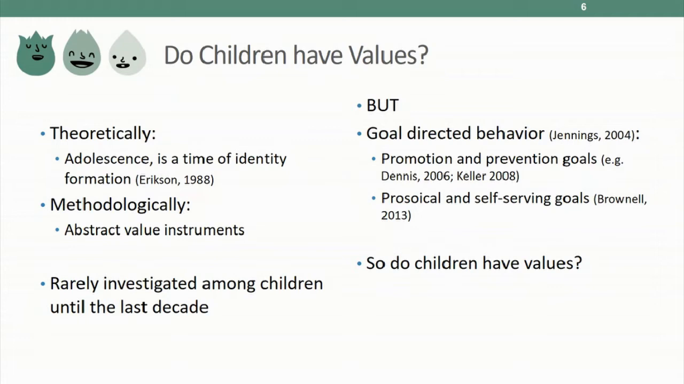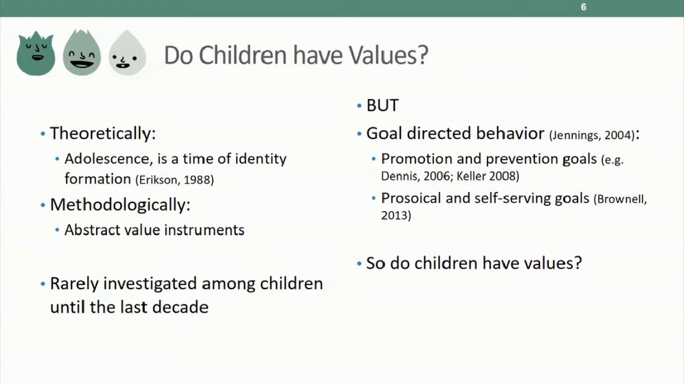However, from developmental psychology, we know that very early on, children have goal-directed behaviors. They set goals and go out to get them. And the goals that children use are in many ways equivalent to the goals we know as part of the value system. For example, very young children have promotion goals and prevention goals. So they want to achieve something and try to be autonomous and independent, or they want to protect themselves and be safe and adhere to conventions. These are very similar to openness to change and conservation values.